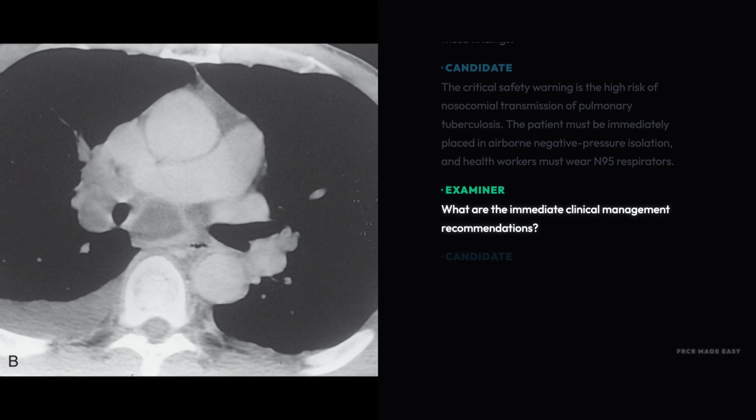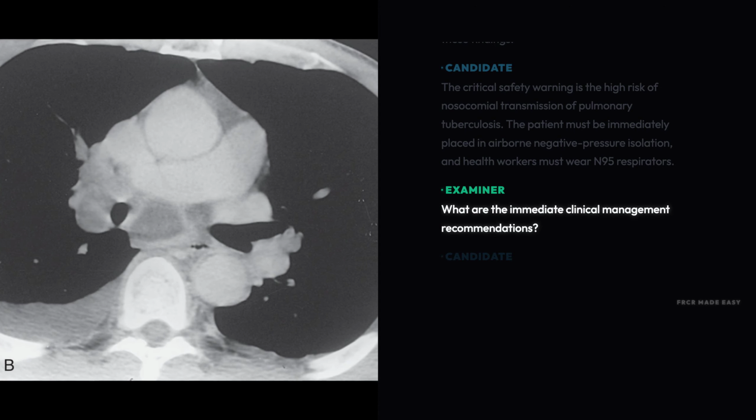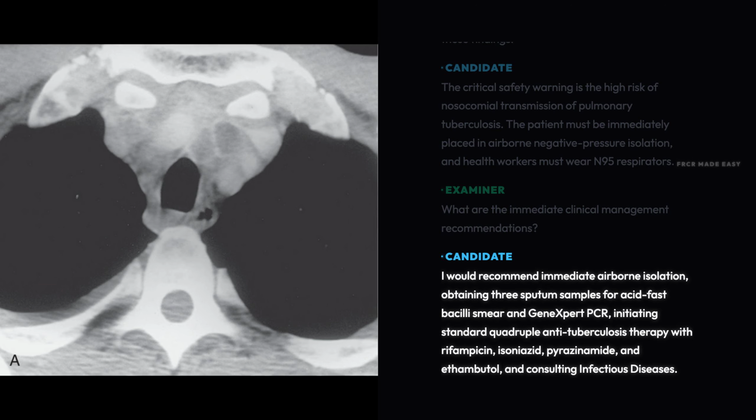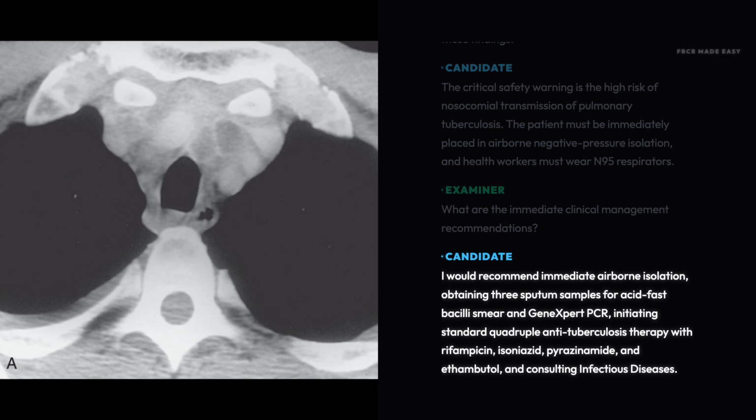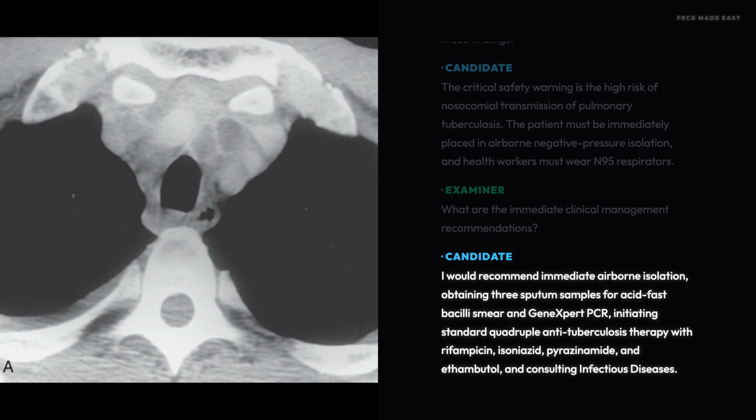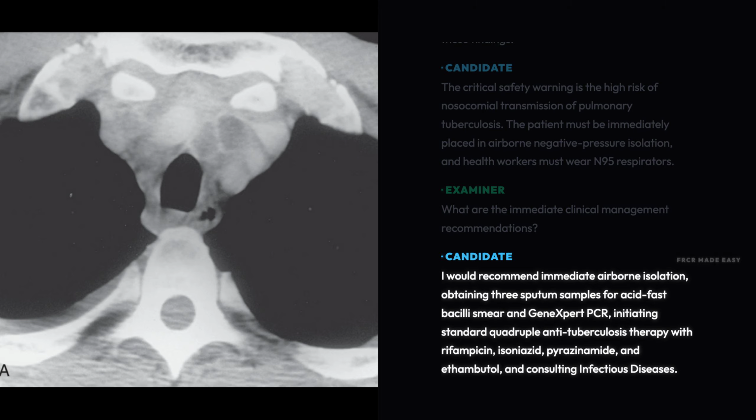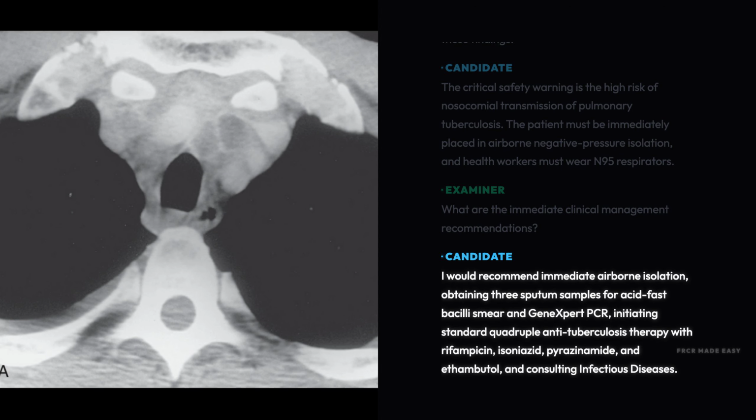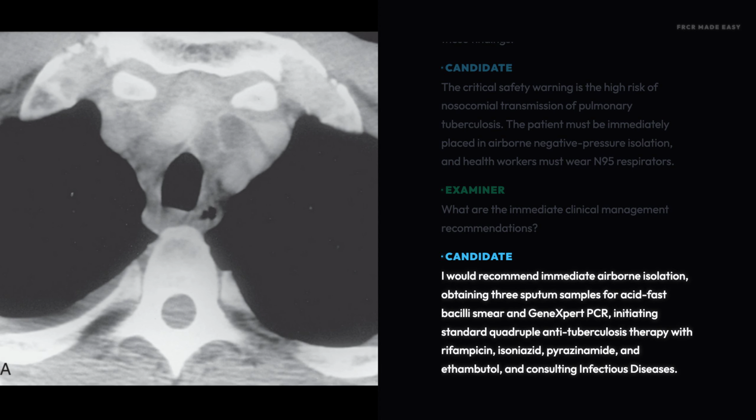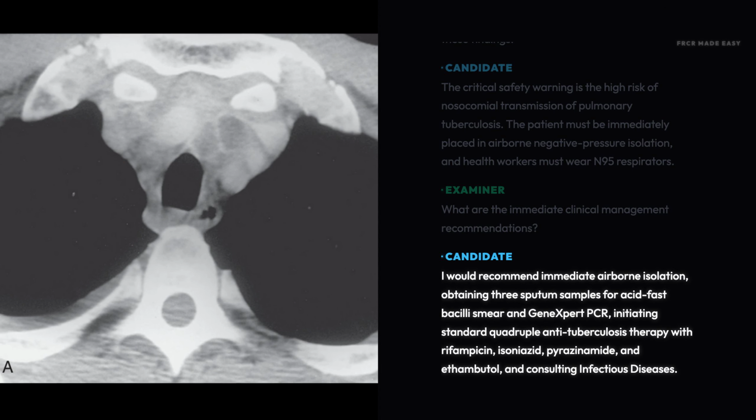What are the immediate clinical management recommendations? I would recommend immediate airborne isolation, obtaining 3 sputum samples for acid-fast bacilli smear and GeneXpert PCR, initiating standard quadruple antituberculosis therapy with rifampicin, isoniazid, pyrazinamide, and ethambutol, and consulting infectious diseases.